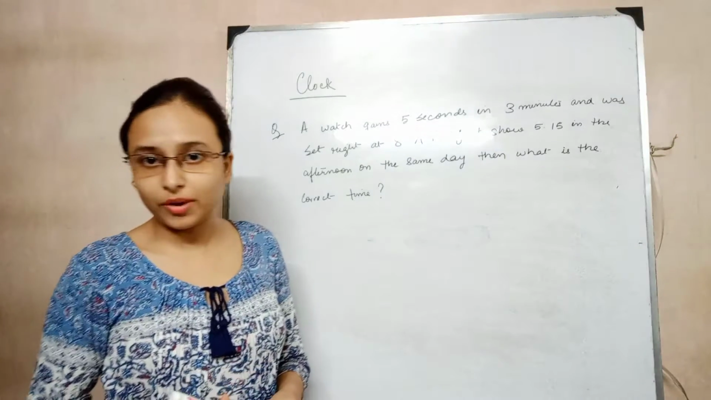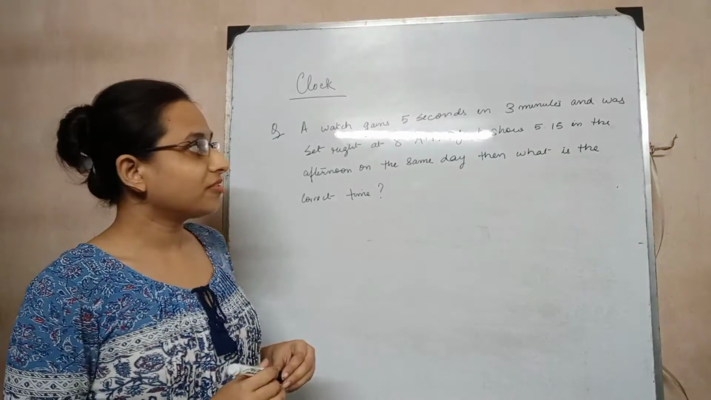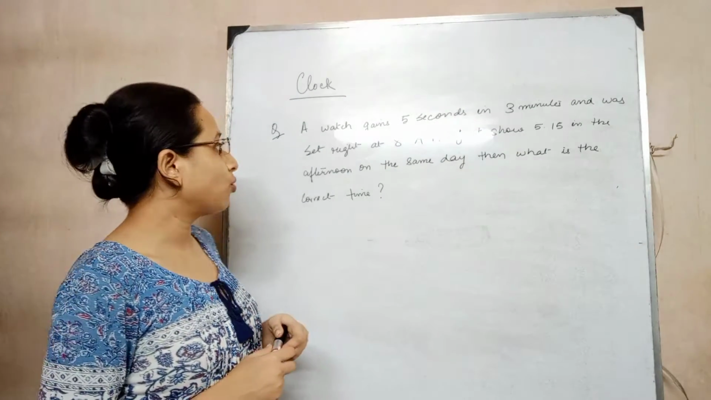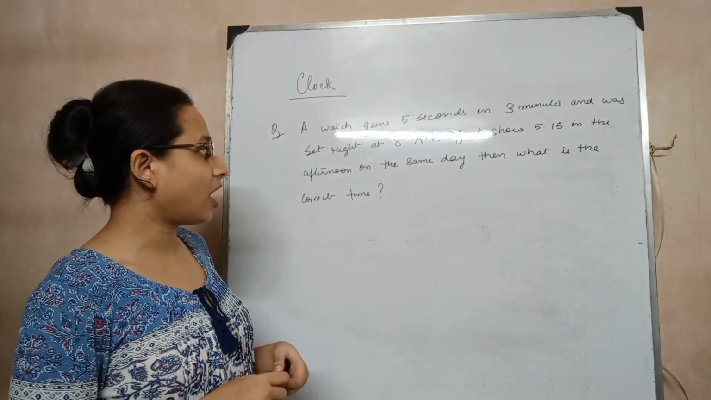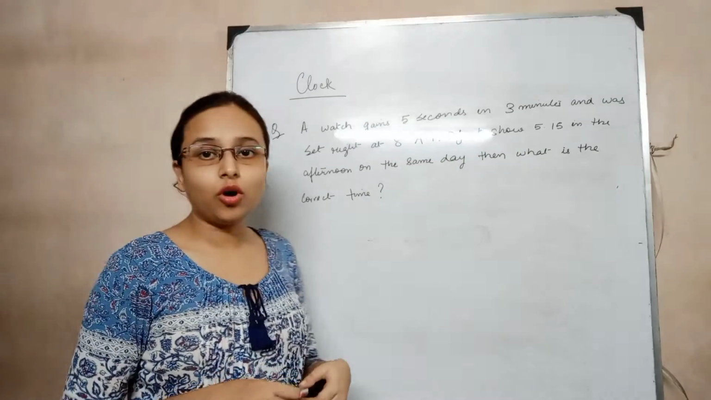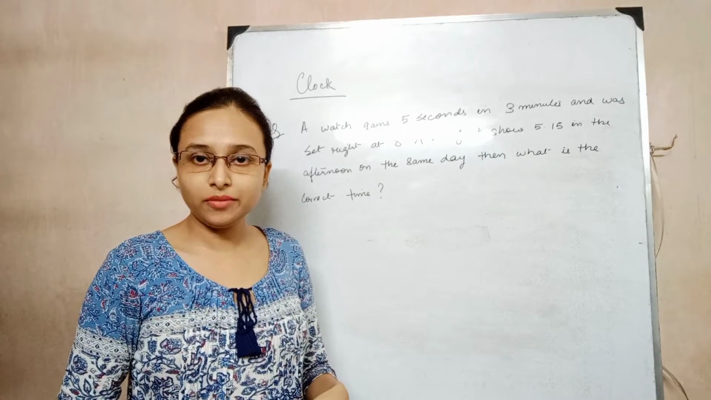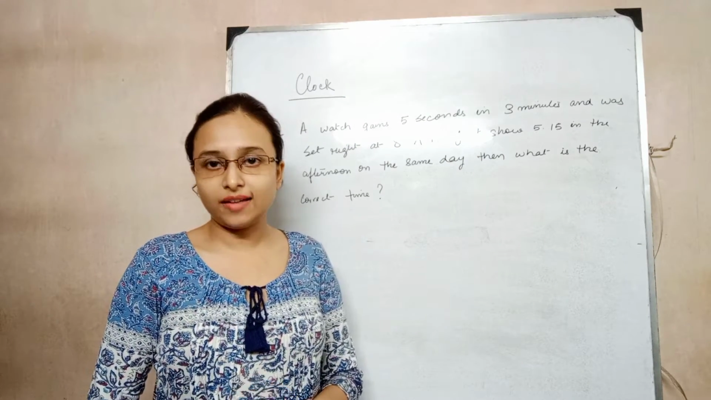So this is the question. A watch gains 5 seconds in 3 minutes and was set right at 8 a.m. If it shows 5:15 in the afternoon on the same day, then what will be the time? Okay. Now coming to the answer.